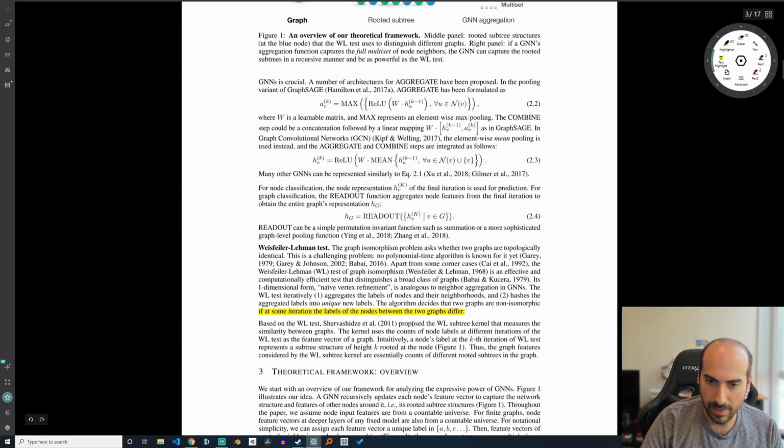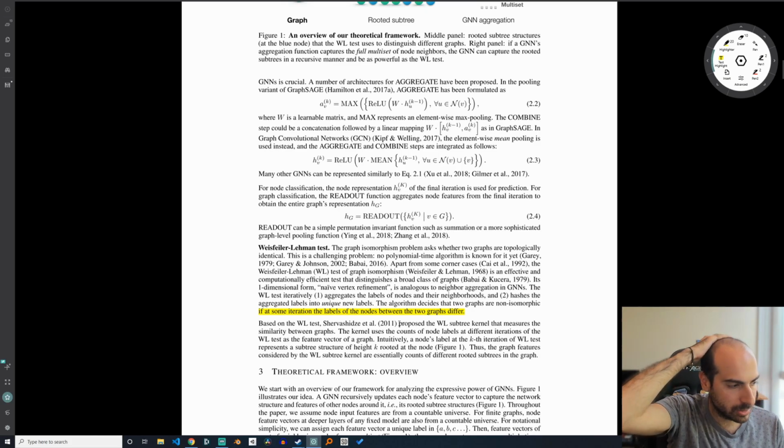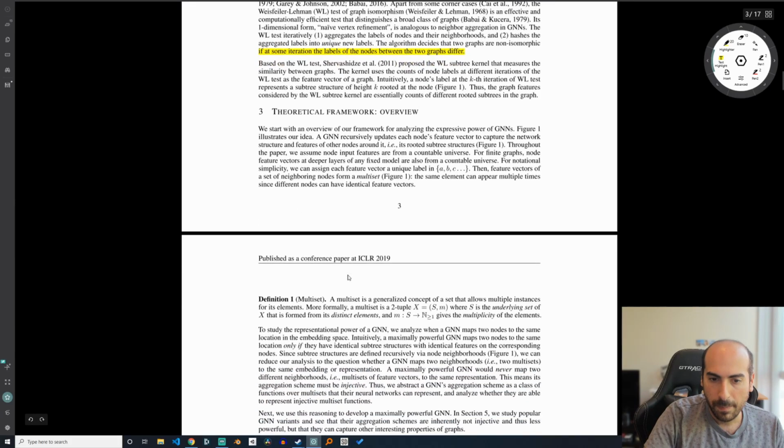Based on this test, a WL subtree kernel was proposed that measures the similarity between graphs, using the counts of node labels at different iterations of the WL test. There are probably more probabilistic frameworks to compute it even faster and more efficiently. A multiset is a generalized concept of a set that allows multiple instances for its elements. A multiset is a two-tuple where S is the underlying set of X, formed from its distinct elements, and m from S to N, bigger than 1, gives the multiplicity of the elements.